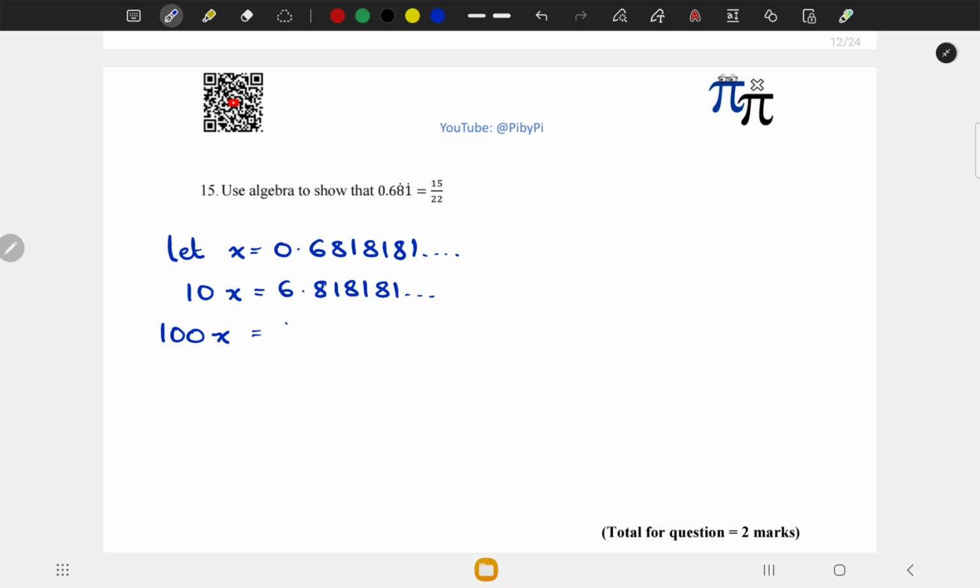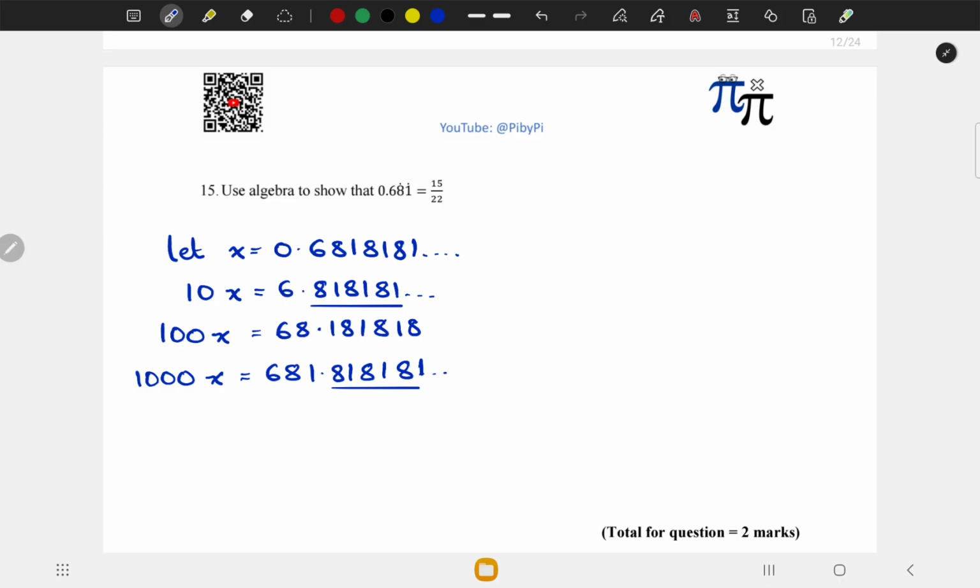I'm going to do 100x, which is going to be 68.181818. Again, not the same. I look at 1000x, which is going to be 681.818181. All right. Now you see that the digits here, 818181, are the same as the digits here, 818181.